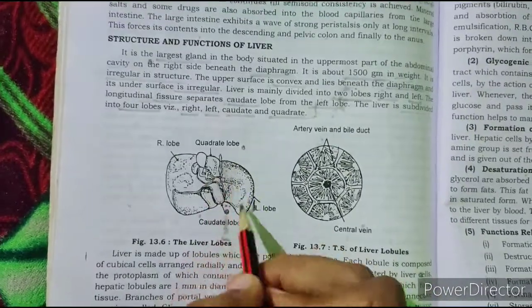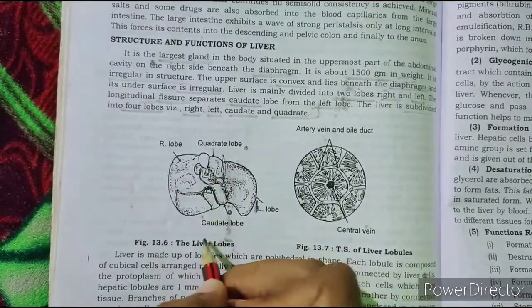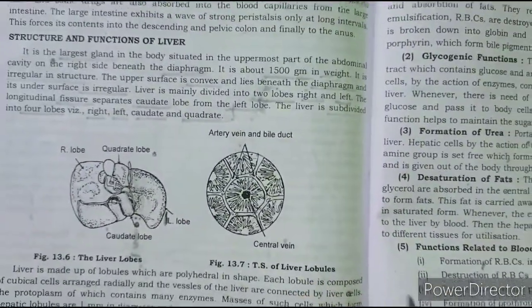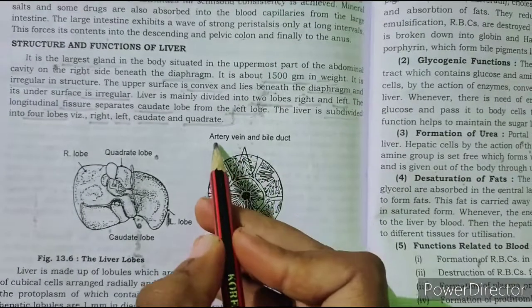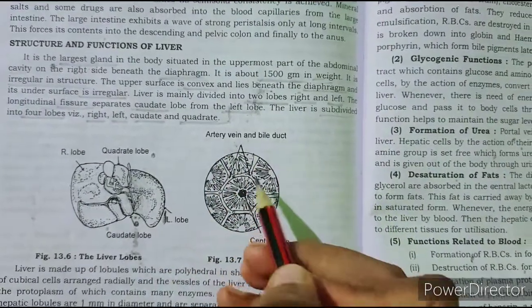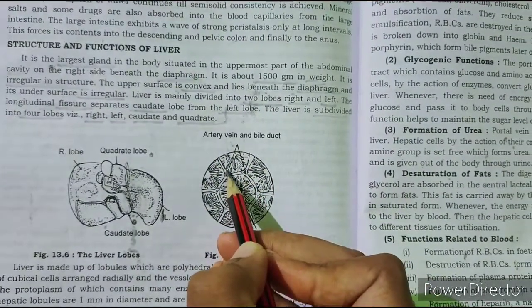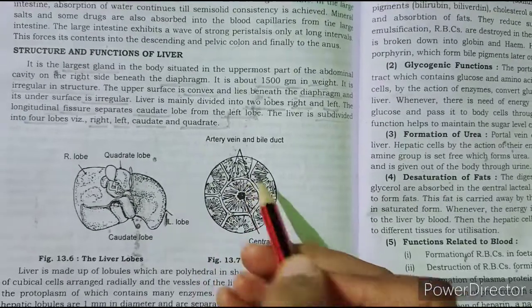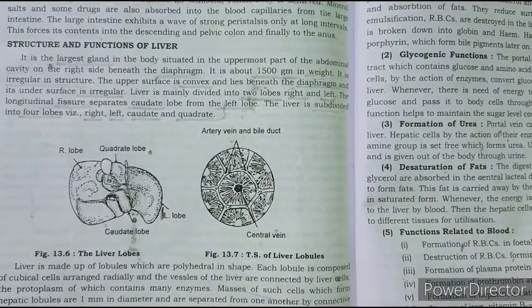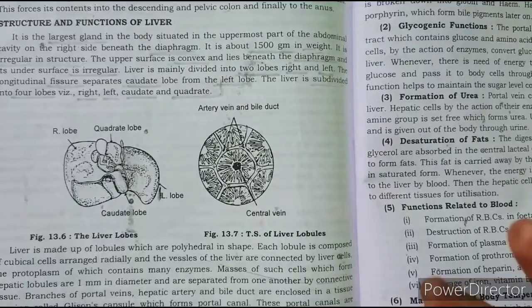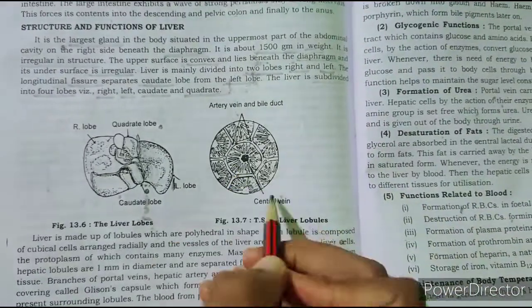Okay, now you just see the lobes of the liver, and then you will see the artery, vein and bile duct. It's the artery, vein, and it's the bile duct, in the structure of the TS of liver lobules. Okay, it's the central vein.